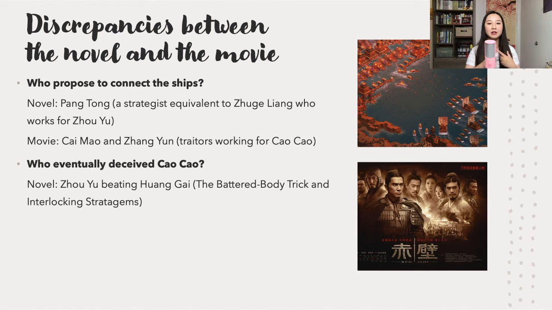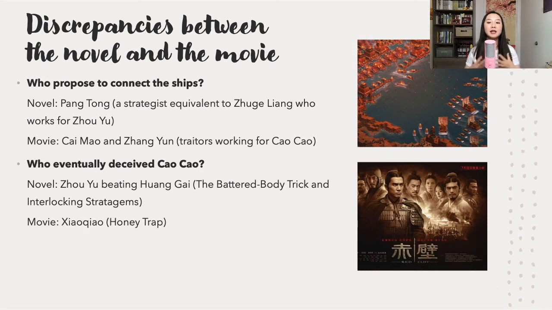That is called the battered body trick, because Zhou Yu beat Huang Gai so severely, if you're reading the novel, that Huang Gai actually bled a lot. And also, after beating Huang Gai, Zhou Yu let other people transfer the information that Huang Gai has some discrepancies with Zhou Yu, and is now going to surrender to Cao Cao, all the information back to Cao Cao. So it's one strategy after another strategy, which we can call interlocking strategies. So that's what is written in the novel.